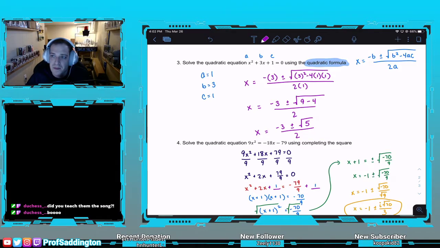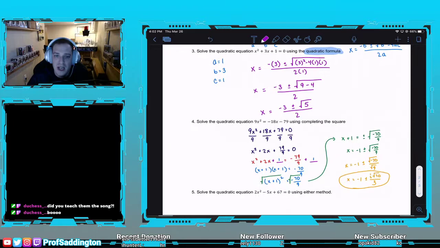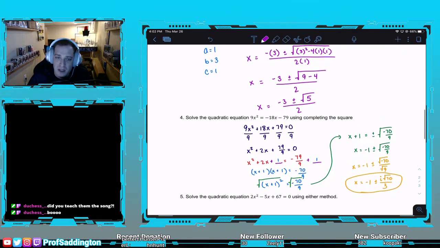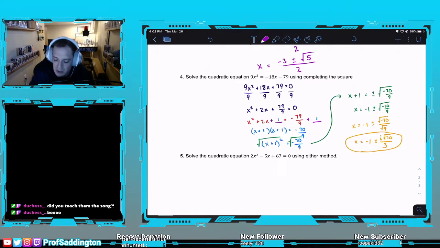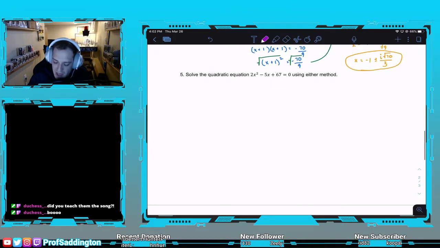Okay? So if you're joining me a little late, all I did is I went to question number 3 in the lesson that we did yesterday, and just did a quick refresher with quadratic formula. I'm going to do another one with quadratic formula down in number 5. Now, in number 5, it says you can use either method. I'm just going to write down a little note off to the side to help you guys out.